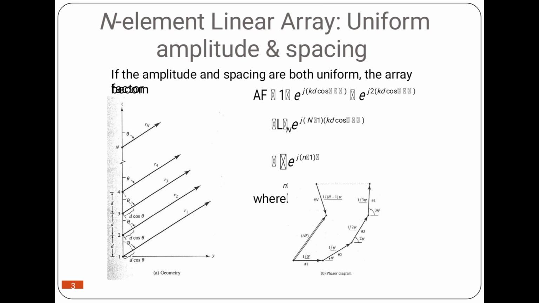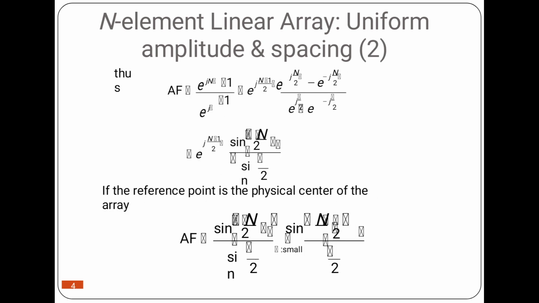If the amplitude and spacing are both uniform, the array is said to be an n element linear array or uniform linear array. The array factor will be 1 plus e power j kd cos phi plus e power j 2 kd cos phi and so on, as given in the geometry and planar graph. The n element linear array with uniform spacing can be given by the array factor in terms of e power j n psi by 2 into sine of n psi by 2 by sine psi by 2.